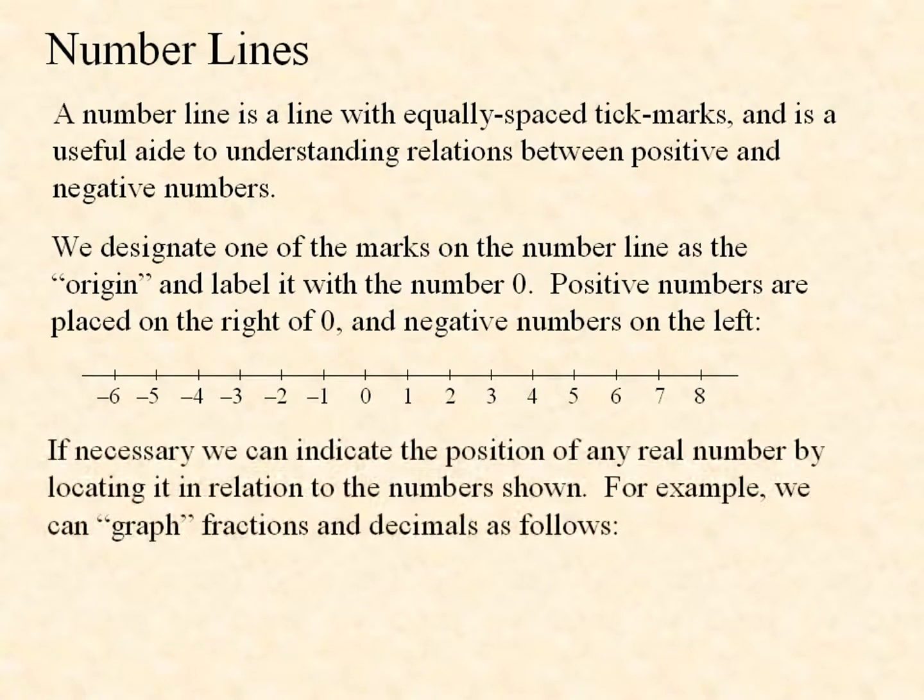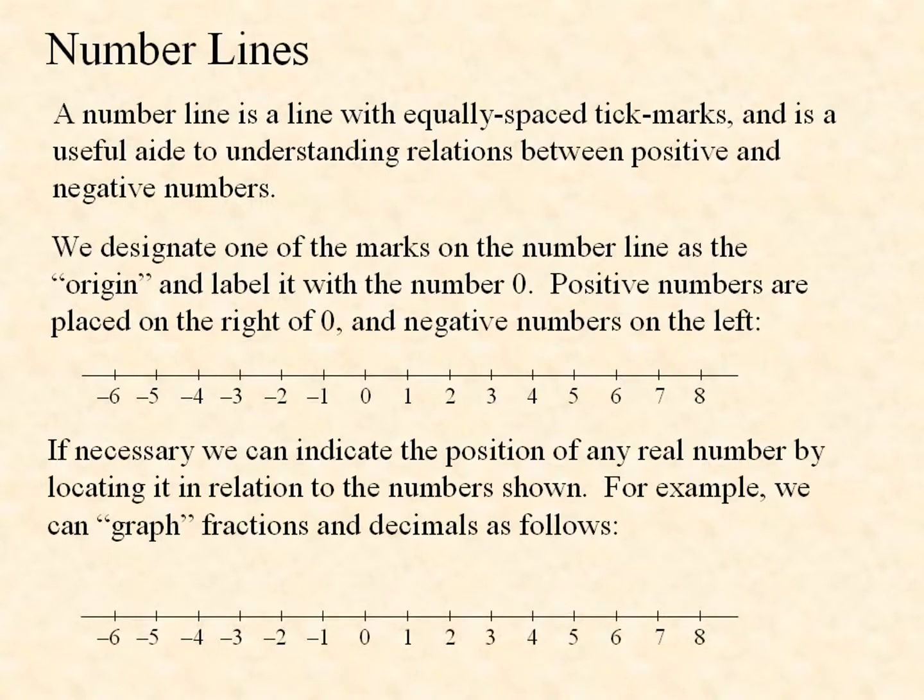If necessary, we can indicate the position of any real number by locating it in relation to the numbers shown. For example, we can graph fractions and decimals as follows. There's negative 3.25, here's 2/3, and here's 4.5.